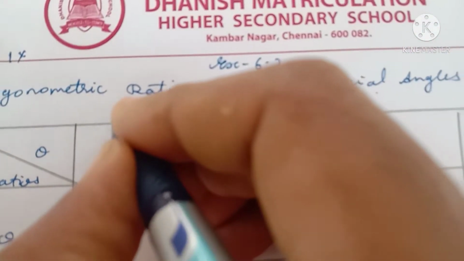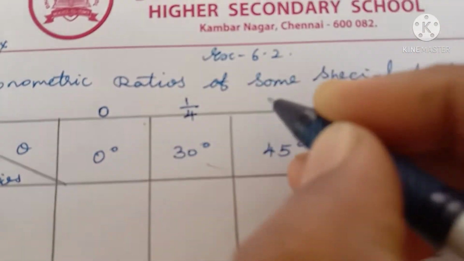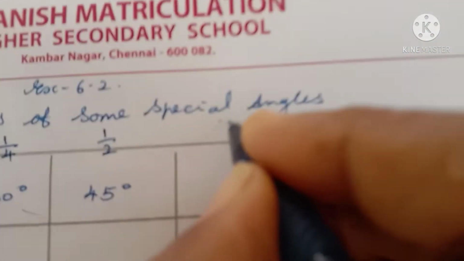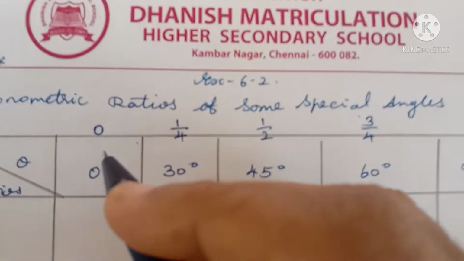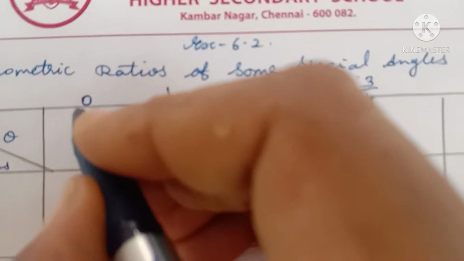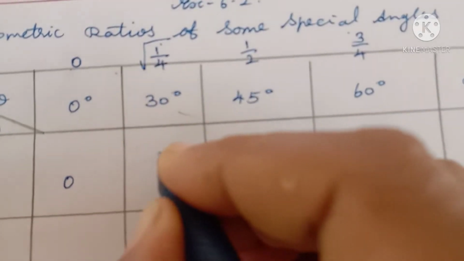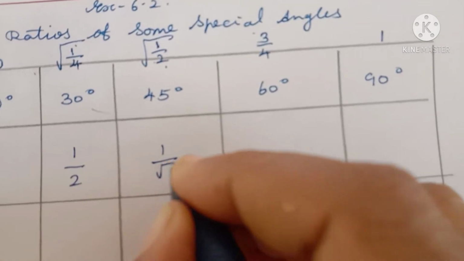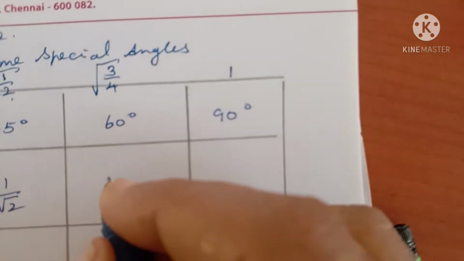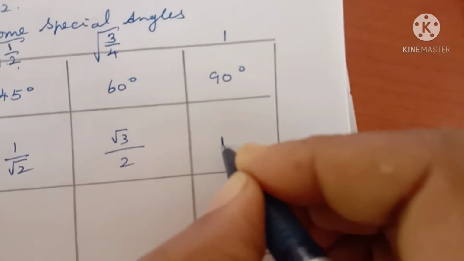So first number take it as 0, and second one 1 by 4, and then 2 by 4, then 3 by 4, and the last one is 4 by 4, which is 1. Now take the square root for all these numbers. Therefore the square root of 0 is 0. The square root of 1 by 4 is, square root of 1 is 1, square root of 4 is 2, and square root of 2 by 4 is, root 2 by 2, and then square root of 3 by 4 is root 3 by 2, and then square root of 1 is 1.